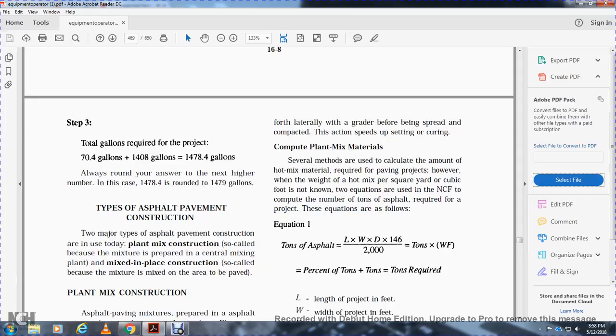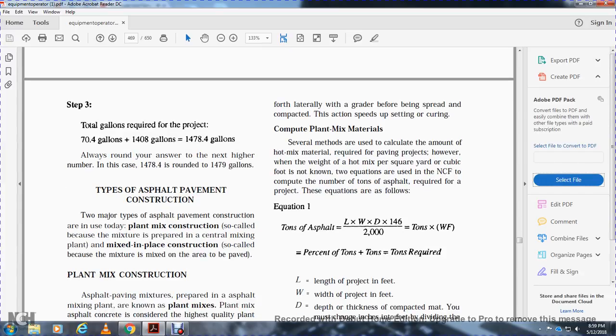Computing plant mix material. Several methods are used to calculate the amount of hot mixture material required for paving projects. However, when the weight of the hot mixture per square yard or cubic foot is known, one of two equations used in the Navy construction force computes the number of tons of asphalt required for a project. These equations are as follows. Equation 1: tons of asphalt equals length times width times depth of the thickness times 146, divided by 2,000, equals the tons, plus the waste factor percent of tons, equals tons required.